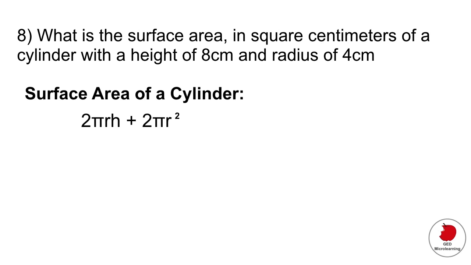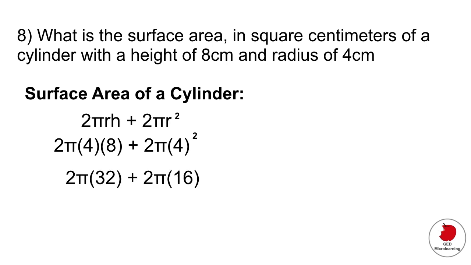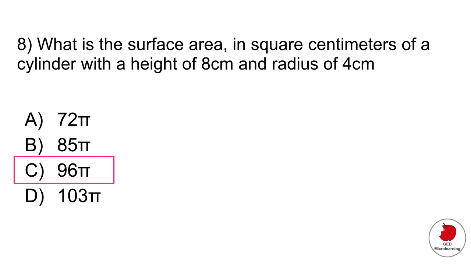All right, so this is the formula for the surface area of a cylinder. It's 2 pi multiplied by radius by height plus 2 pi radius squared. So all you're going to do is take those numbers that they've provided and plug them in where they have to go. Then multiply those numbers out and figure out the exponent. That gives you that, and then you end up with 64 pi plus 32 pi, which is 96 pi. So your correct answer would be C.